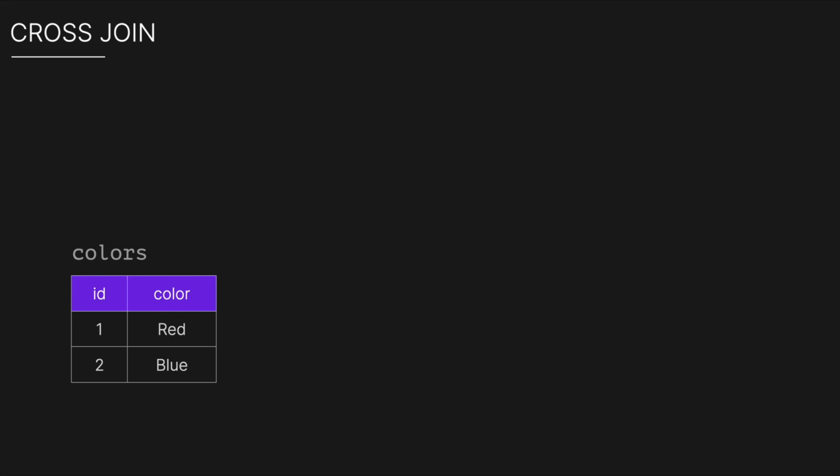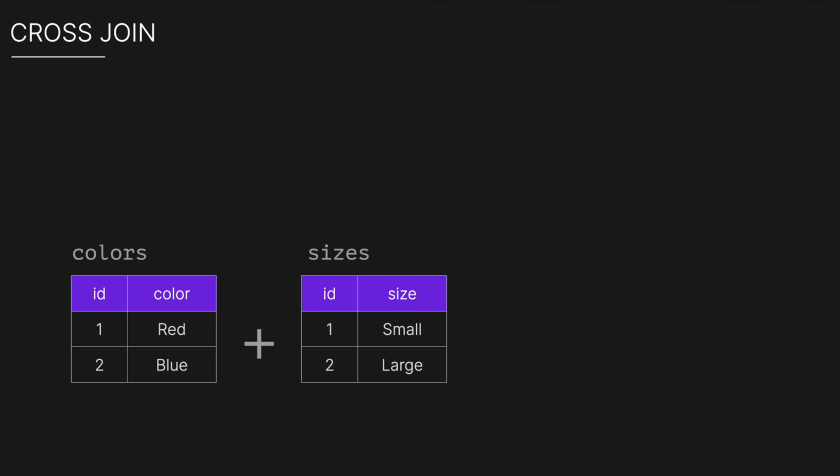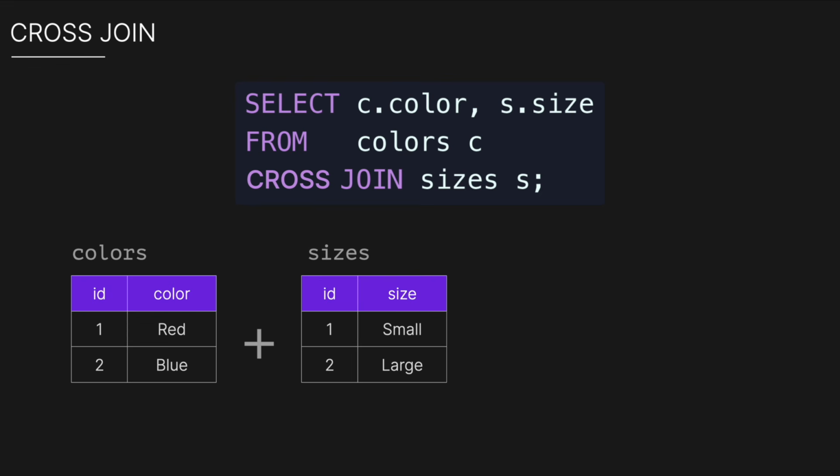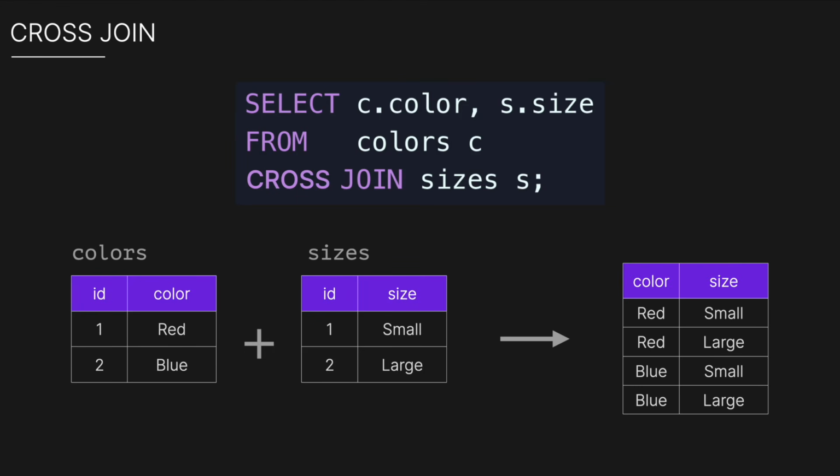Next we have cross join, so we have a colors table which has an ID and a color, as well as a sizes table which has an ID and a size. And so in this query we are selecting the color from the colors table and the size from the sizes table. We're then using from colors to select data from the colors table and cross join on sizes table. And so this produces all color size combinations, so we have red small, red large, blue small, and blue large.